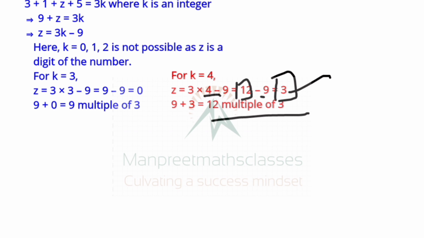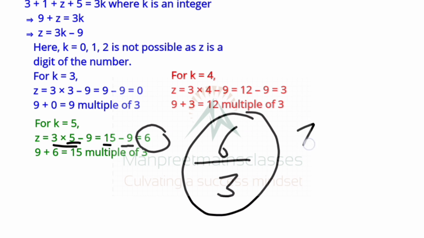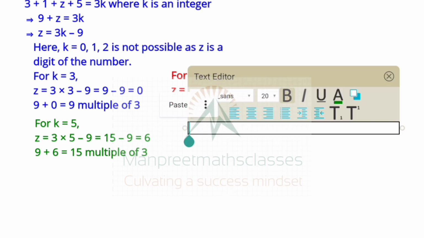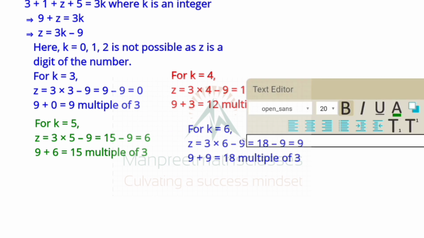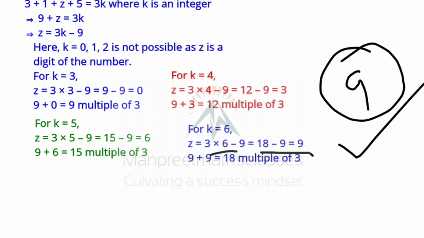Now we will check for k equal to 5. Next in place of k we will write 5. When you put 5 in place of k, you will get 3 fives are 15, 15 minus 9 is 6, and 6 is a multiple of 3. So you can say that z equal to 6 will also satisfy the given condition. Next we are going to put k equal to 6. So when you put k equal to 6, you get 6 threes are 18, 18 minus 9 gives 9, and 9 is also a multiple of 3. So this is also satisfying.